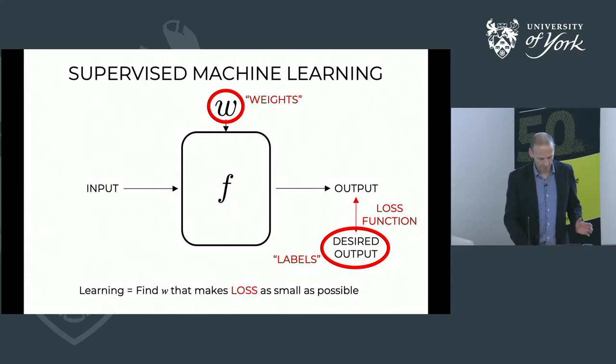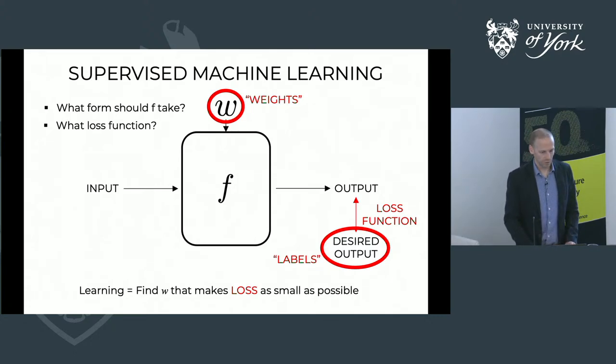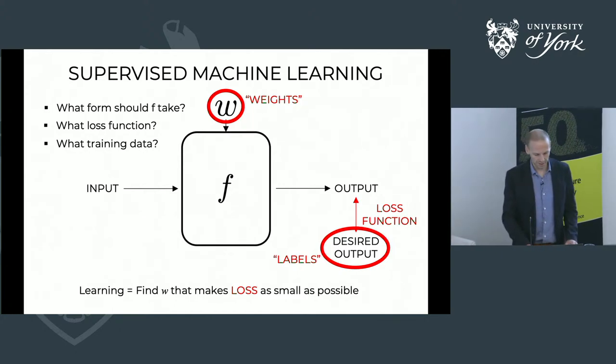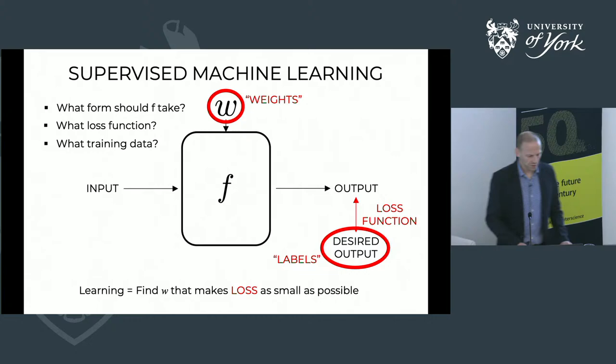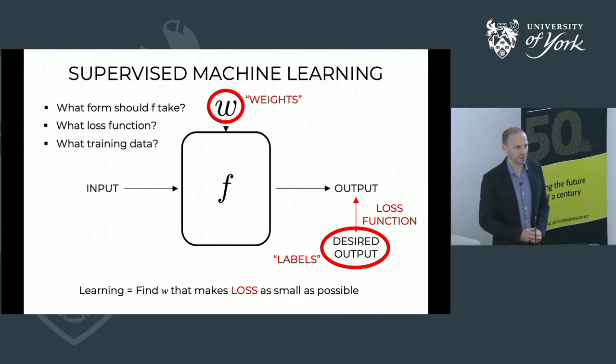So then the recipe for machine learning is just decide what F is going to be, what form this function should take, decide what loss function is appropriate for your problem, and then decide what training data you're going to use to train your system. I've missed one little bit out, which is some A-level maths on how do you update your weights to make the loss go down. This is something we teach in A-level maths, the chain rule. In machine learning, we call it backprop, so we sound more sophisticated, but really it is just A-level maths.